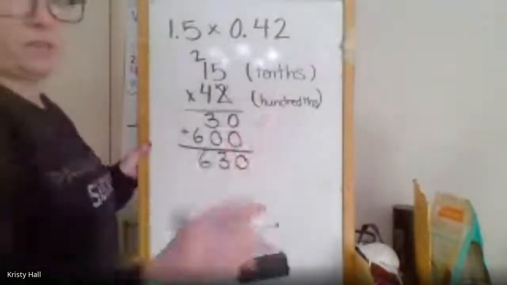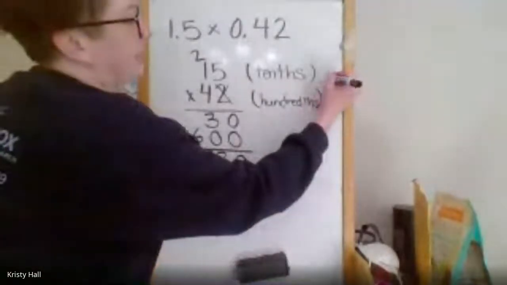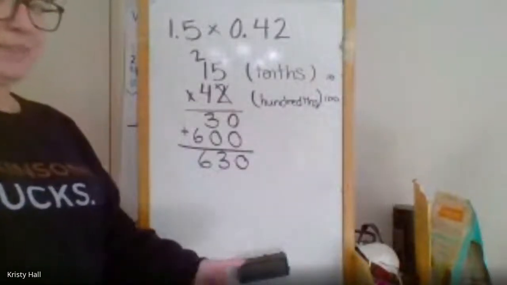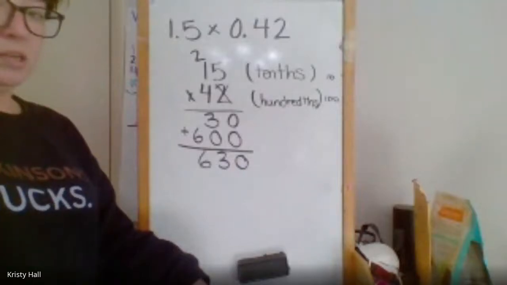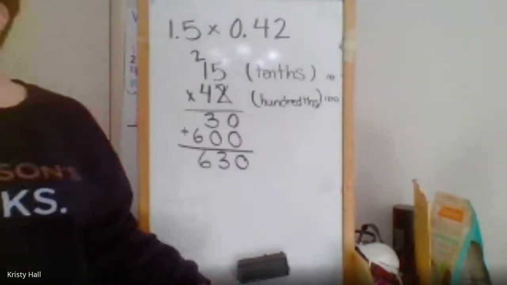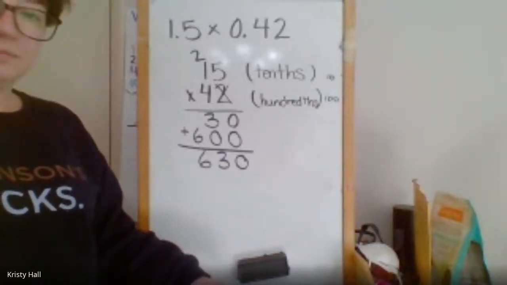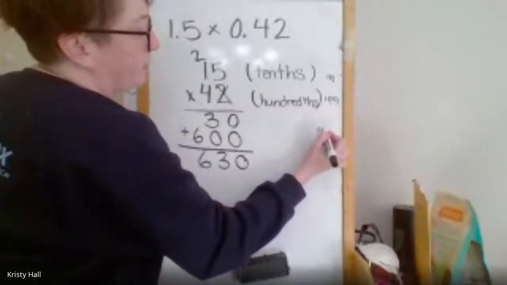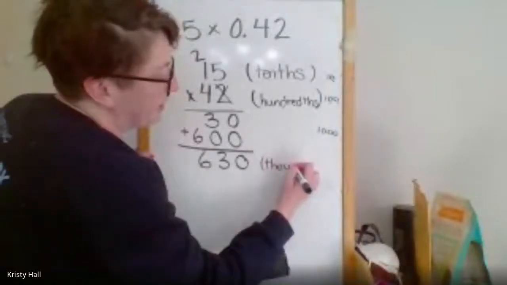Okay. So now I have to deal with my units. I had tenths times hundredths. So I'm thinking of that like 10 times 100. If I multiplied 10 times 100, what would I end up with? Remember to count those zeros. I have a 0 here, a 0 here, a 0 here. So 1,000. So my answer is going to be thousandths.